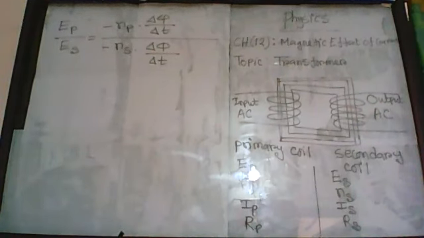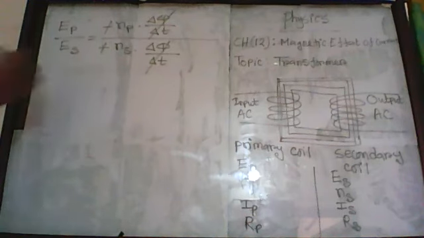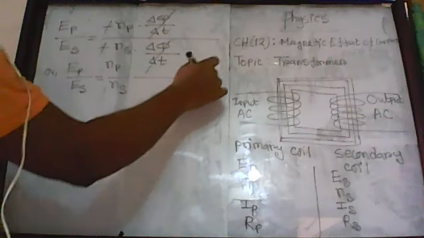Okay. Now boys and girls, you see this negative sign will cancel out. The rate of change of magnetic flux will also cancel out. And then we can say that here EP divided by ES will equal to NP divided by NS, and this one is equation number 3.